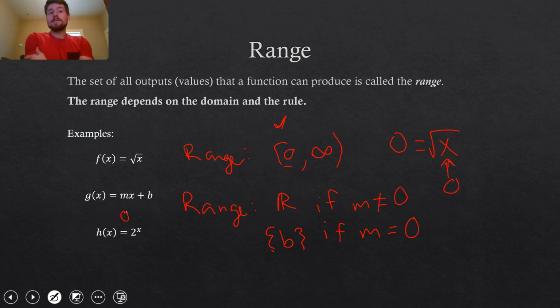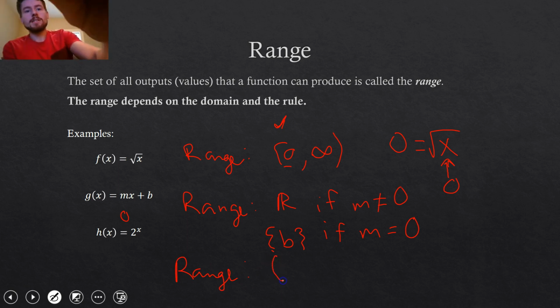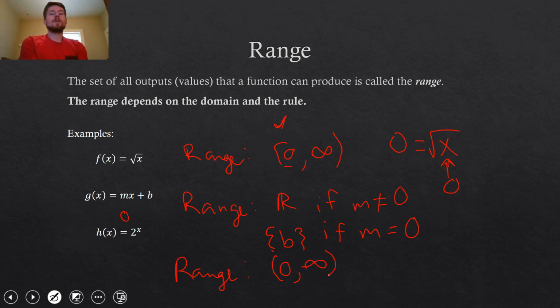Now here's a tricky one. 2 to the x. 2 to the x, what would that be? What would your range be? So I'll tell you what the range is, and we'll see why it's that. So the range for 2 to the x is 0, but not including, up to infinity. So it's always going to be positive, and you can't get 0. You're not allowed to get 0 no matter what. So how do we determine that range? How do you determine that range for 2 to the x?